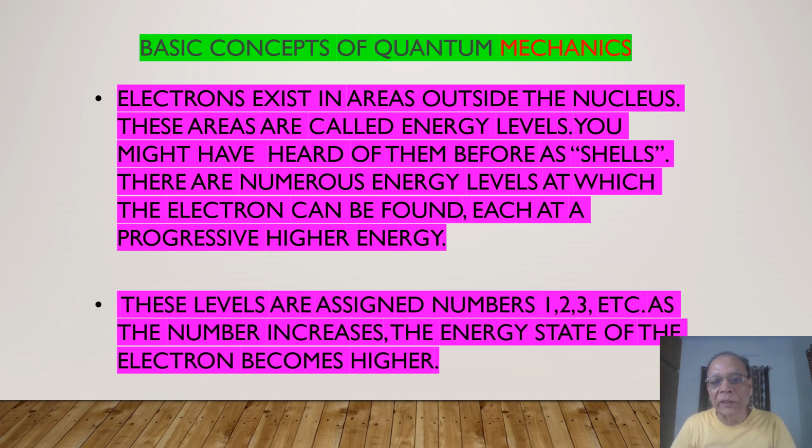These levels are assigned numbers 1, 2, 3. They can be assigned up to infinity, but we go only up to 7. As the number increases, the energy state of the electron becomes higher, as explained just before.